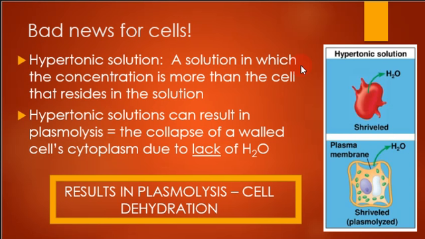What's the result of a hypertonic solution? Plasmolysis, which equals cell dehydration. They get all shriveled like that. And we all know that dehydration's bad, right? It's not good for us. We want to be hydrated all the time. So that's a hypertonic solution.